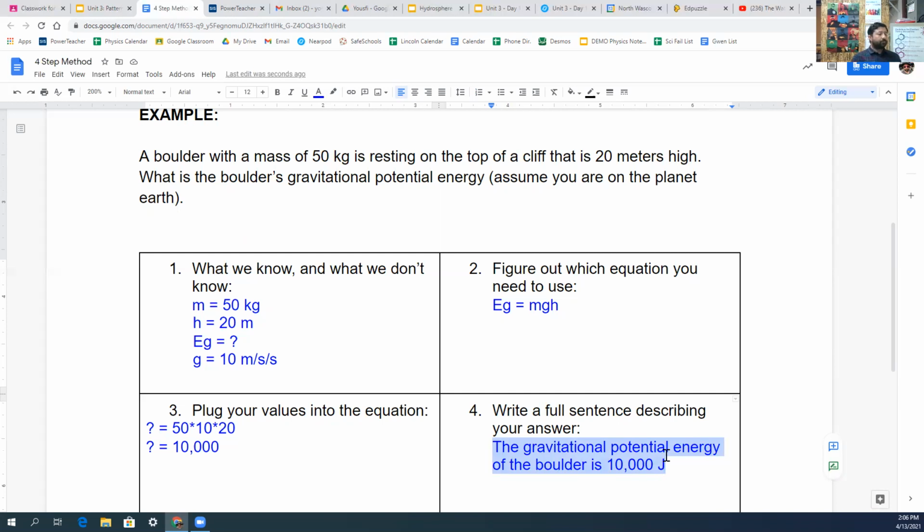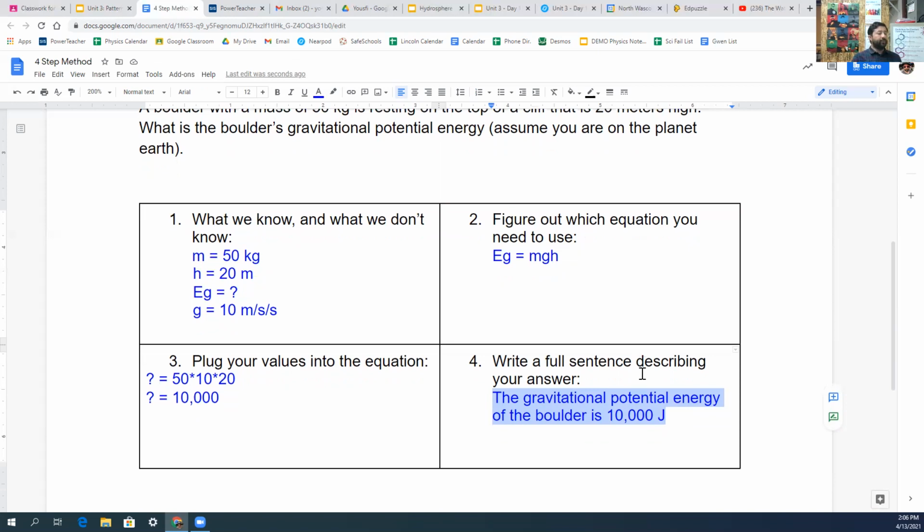So what you are going to do now is continue working on this assignment. There are 3 more problems on there. So go ahead and fill in the boxes with this information that you know now.